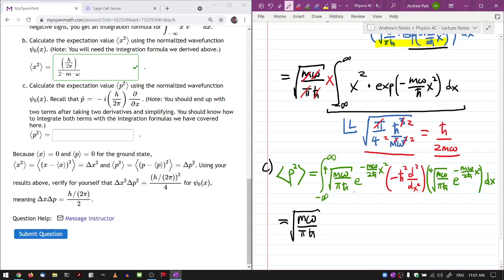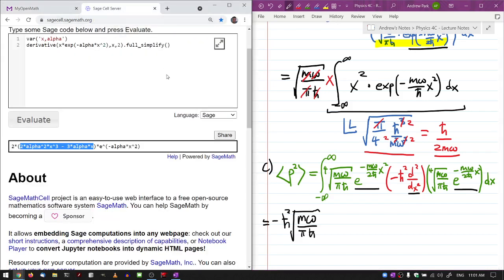Let's see here. This exponential will remain the same. Oh, I should have pulled out minus h bar squared. So let me write this out here. Equal to minus h bar squared. All right, so this portion, the second order derivative of this, I'm going to do on my computer algebra system because I don't want to do it by hand. I do know I can do it. So it's the second order derivative of the exponential of minus alpha x squared. Okay, that's what I have.